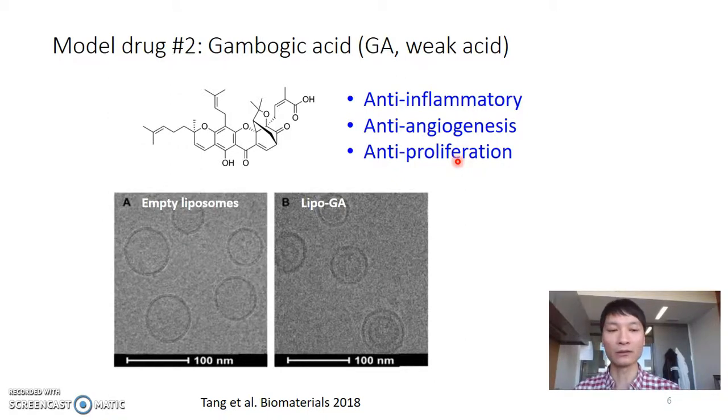So again, we use the salt technique and then load gambogic acid into the liposomes. So you can see that we still can load a drug like gambogic acid into the liposomes. This is lipo-GA compared to empty liposomes. You see that there's a very interesting bilamellar structure here, and you see the electron dense structure inside. Again, suggesting that during the loading there's some lipid rearrangement and the drug is loaded in the aqueous core.